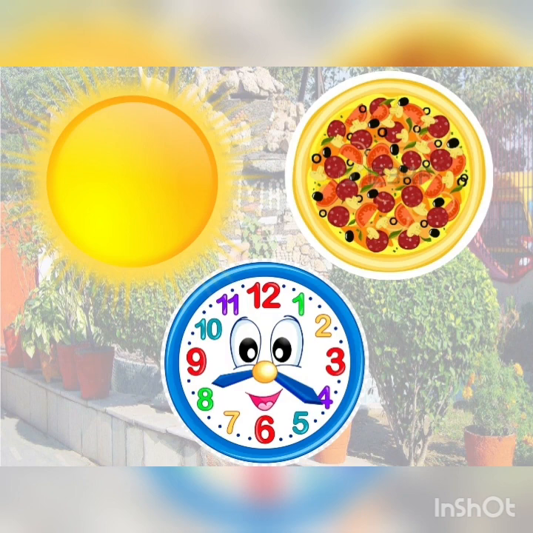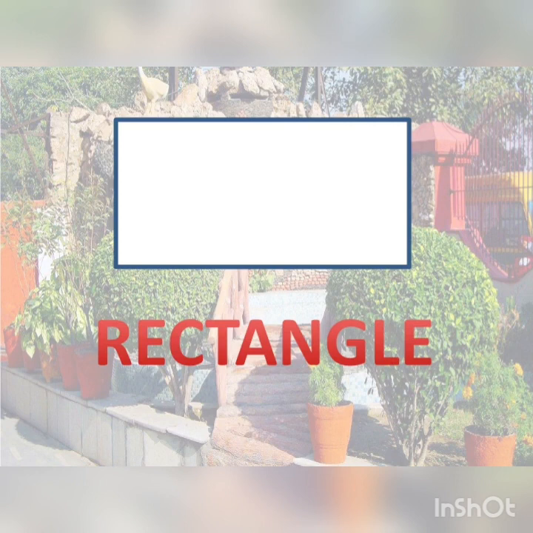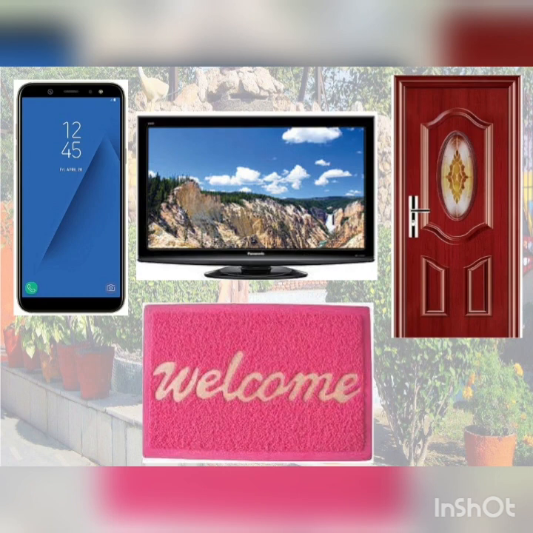And the another shape I would like to introduce is the rectangle. As you can see, rectangle is a little similar to square, but it has two similar lines, two equal lines, and it has also four corners. So this is called rectangle. Now rectangle, you can find some objects in your home like mobile phone, television, door and doormats. So these all things are in rectangular shape. And you can find some more things also which can be rectangular in shape.